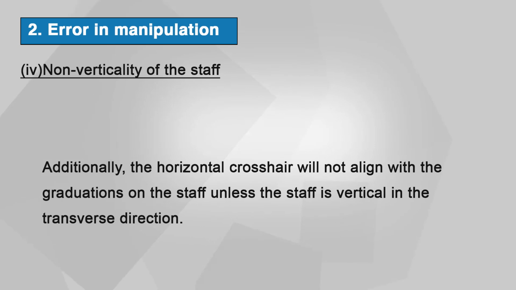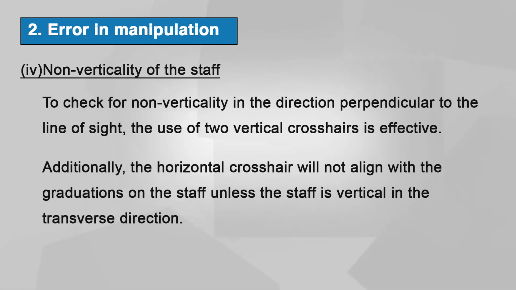In typical leveling procedures, the staff person can be instructed to move the staff slightly towards or away from the level to find the minimum reading. To check for non-verticality in the direction perpendicular to the line of sight, the use of two vertical crosshairs is effective. Additionally, the horizontal crosshair will not align with graduations on the staff unless the staff is vertical in the transverse direction. Next error is error in reading the staff.